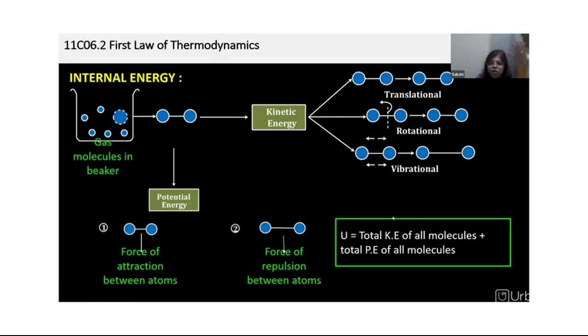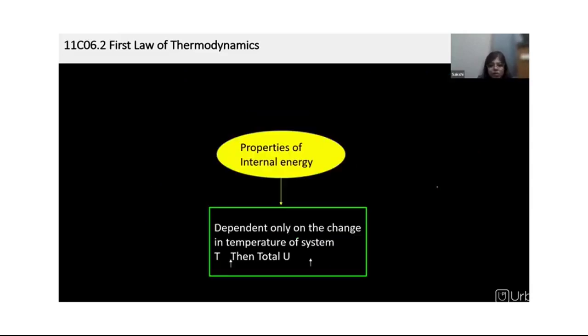So here we have kinetic and potential energy. But usually, what is internal energy? It is the sum total of all the energies that are involved in any system. Internal energy is represented by U. Here U is equal to the total kinetic energy of all molecules plus the total potential energy of all molecules. Now, what are the properties of internal energy?